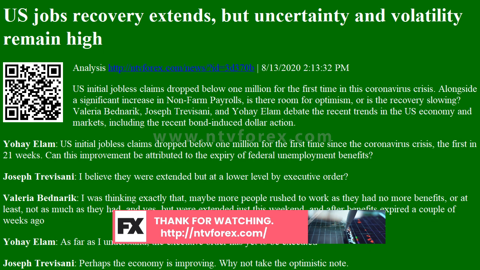Joseph Trevisani: Utopia is always boring. Yohai Elam: Last year we had lots of uncertainties without volatility. This year, even your USD is moving. Valeria Bednarik: Point there, no doubts.